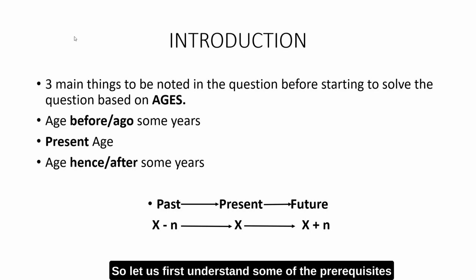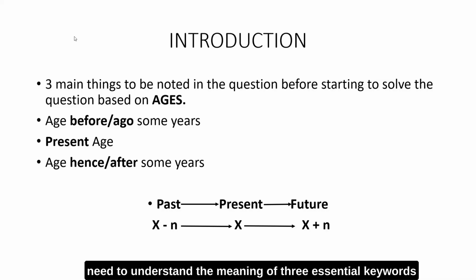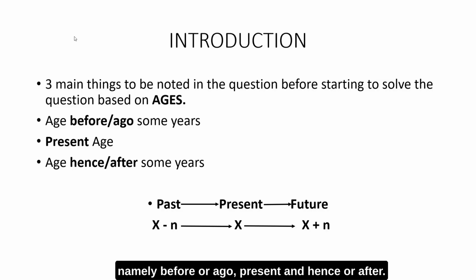Let us first understand some of the prerequisites which everyone has to be aware of before proceeding to solve the various questions related to the concept of ages. We need to understand the meaning of three essential keywords, namely before or ago, present, and hence or after.